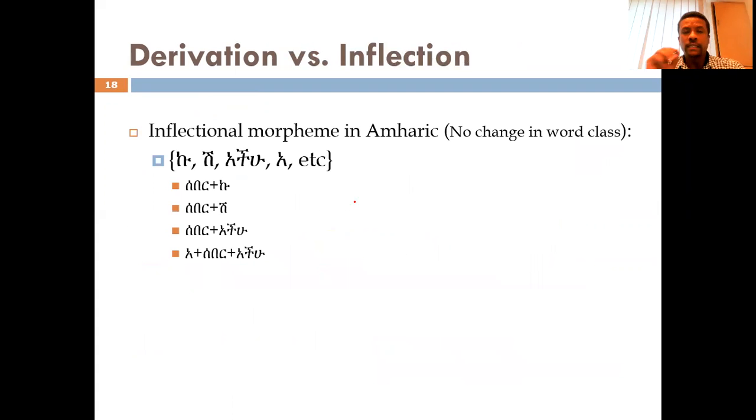Saying this, let's have a look at this one. If you see the Amharic morphemes, ku, sh, achu, a, and the like, they affect the meaning, but they will never change the word class. If you see this word, sabbar, you can say sabbarku, it means I am the one who is doing the action. Sabbarsh, it means second person feminine. Sabbarachu, it means second person plural. Asabbarachu, then it means second person plural with a causative.